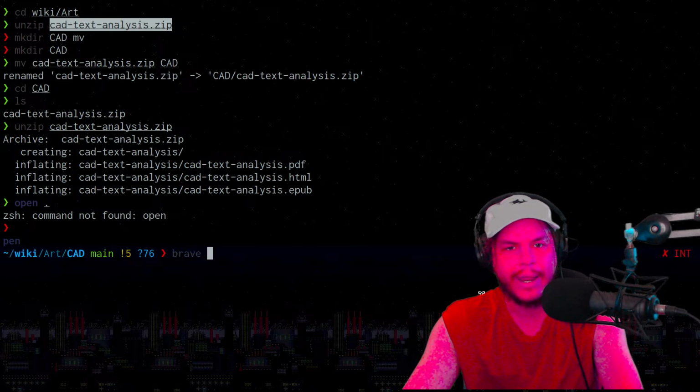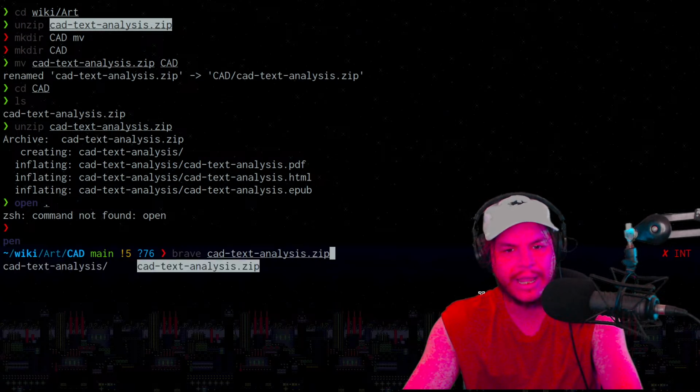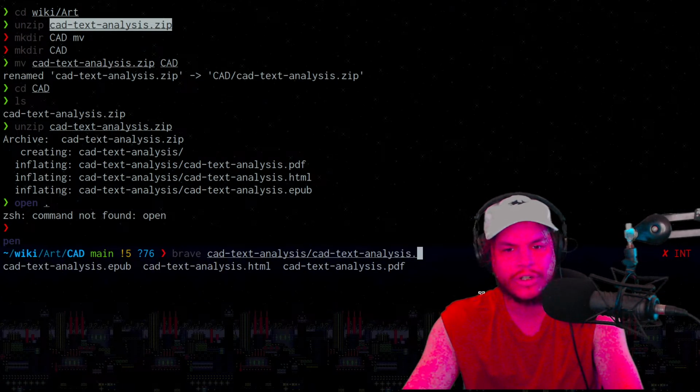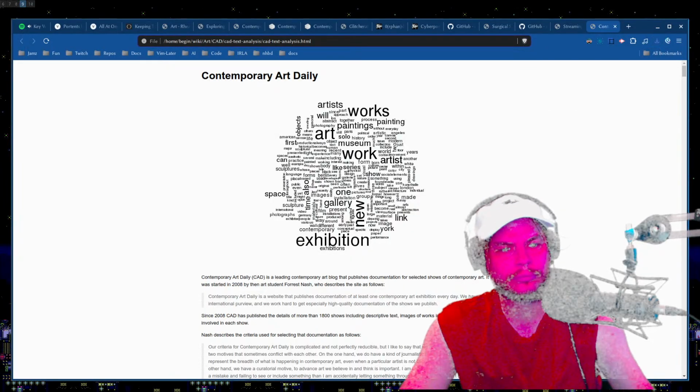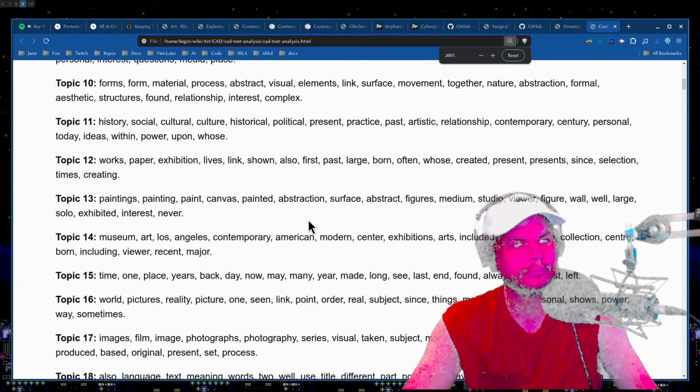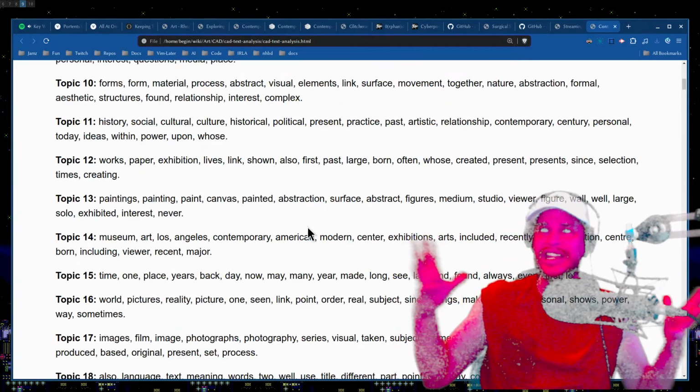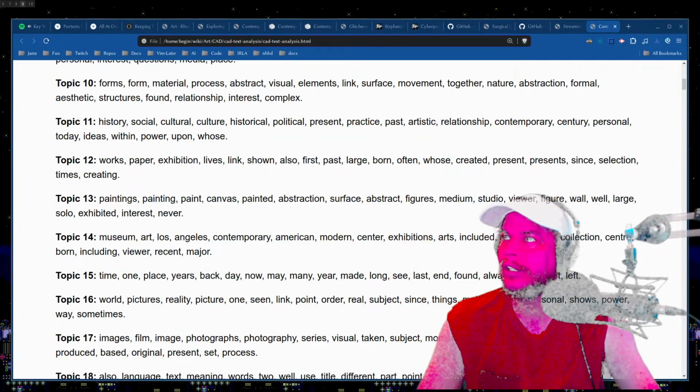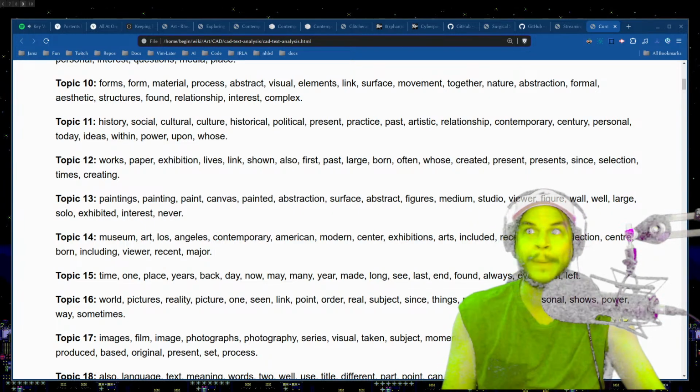Let's just brave the CAD analysis HTML. There we go. My dark mode. Look at me. I look insane. This is not good.